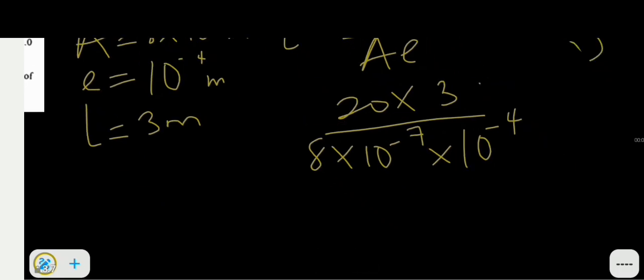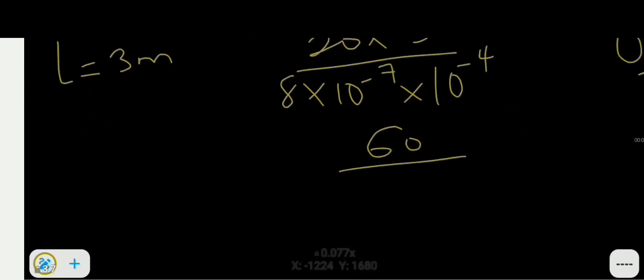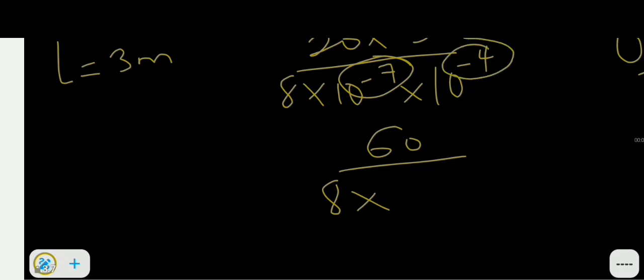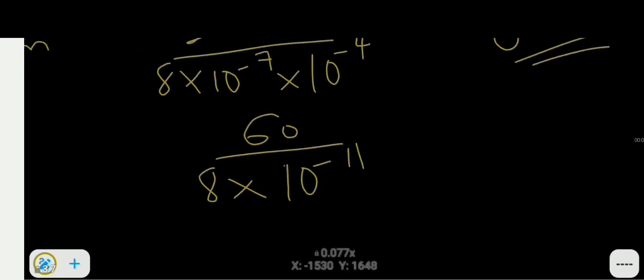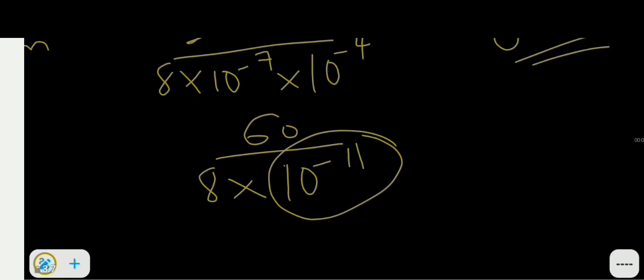So 20 times 3, that will give you 60. The bottom part is 8. So apply indices here. You add these two powers together because times means plus in indices. So that will give you 7 plus 4, that will be 10 to the power minus 11. So apply a simple trick here. Take this 10 to the power minus 11, take it upwards, take it to the numerator. So when it gets there, the sign will change to plus. So instead of minus 11, you're going to get plus 11.